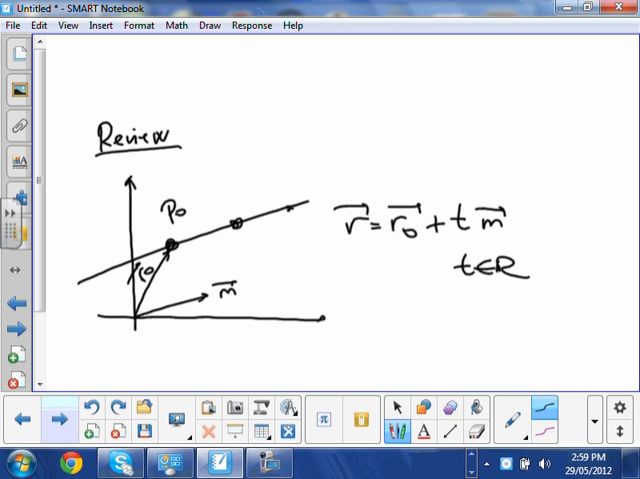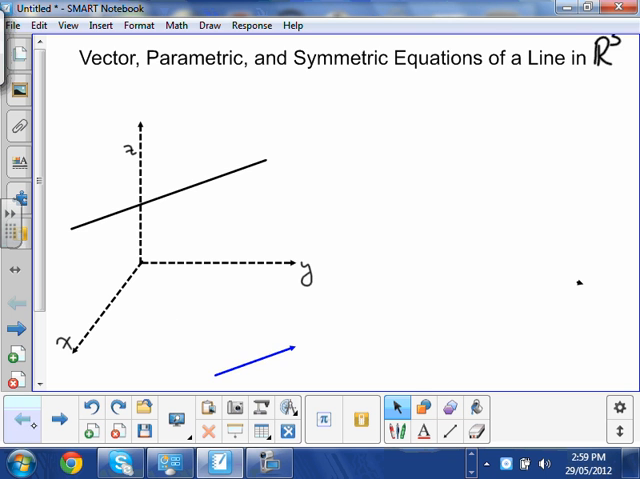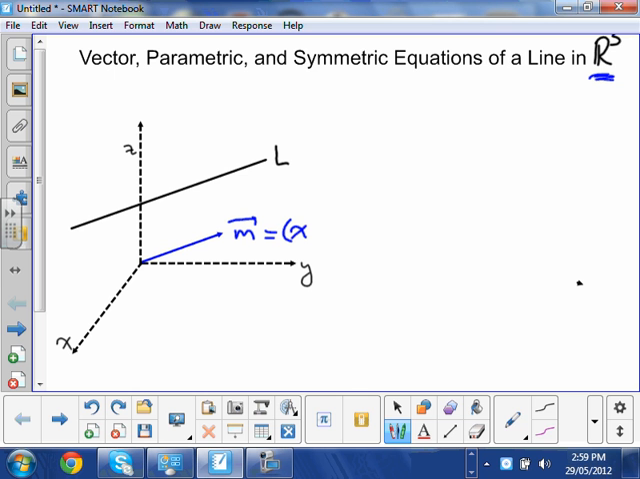Okay. So what stops me from doing the same thing in R cubed? I want the equation of this line that you see right here. And guess what I need? I need a direction vector M. Now I am in R cubed, so how am I going to write that vector M? Let's be consistent with R squared: A, B, and C. These are the components.